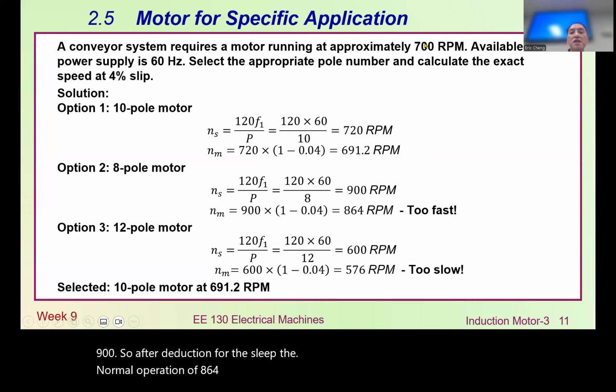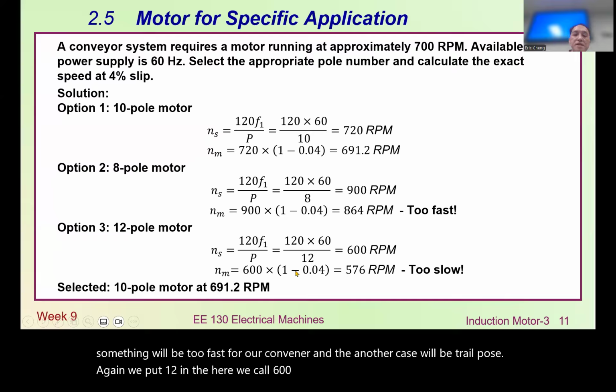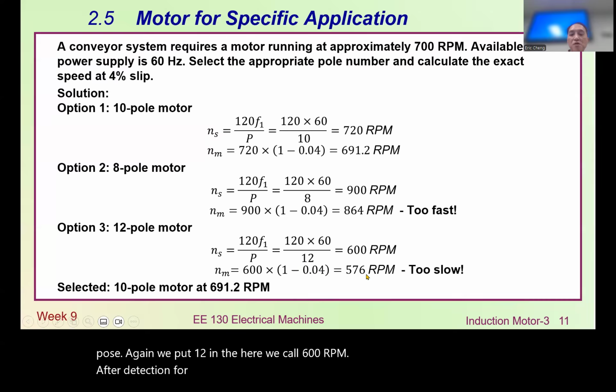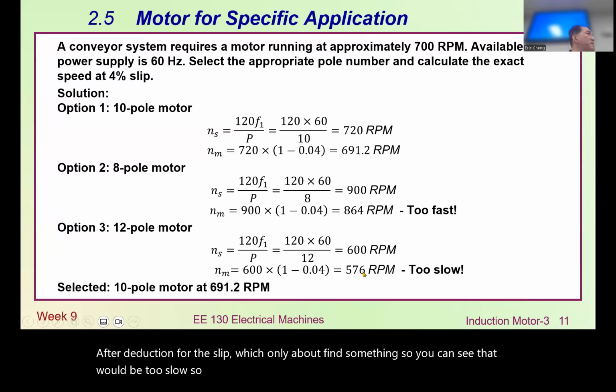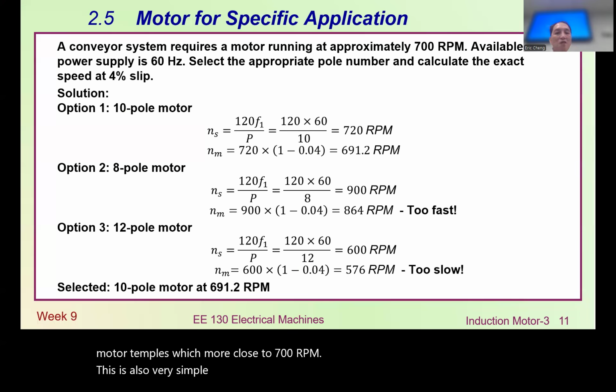But we want the motor running at 700 RPM. So 800-something will be too fast for our conveyor. Another case is 12 poles. Again, we put 12 in here, we get 600 RPM. After deduction for the slip, it's only about 500-something. So you can see that will be too slow. For all three comparisons, we found that we should choose the 10-pole motor, which is closest to 700 RPM. This is also a very simple tutorial showing how we select a motor by using the number of poles.